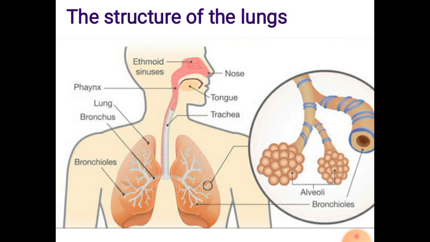Oxygen moves into the blood system by diffusion. Okay, what is diffusion? Diffusion is the process in which molecules move from an area of high concentration to an area of lower concentration. Okay, this is the process which is called diffusion, and oxygen moves into the blood system by the diffusion process. The alveoli are well adapted to speed up this process.